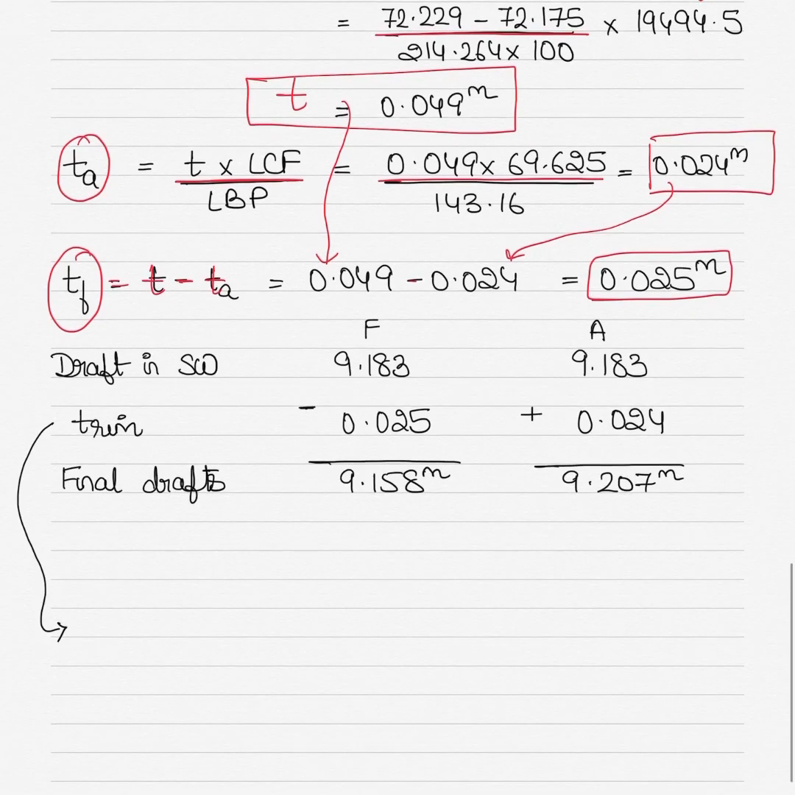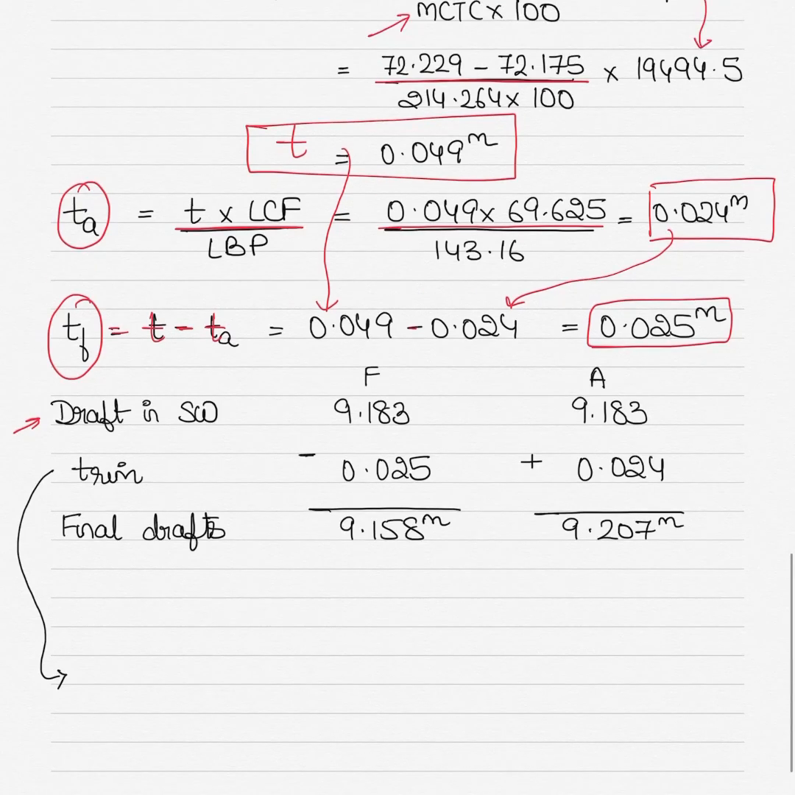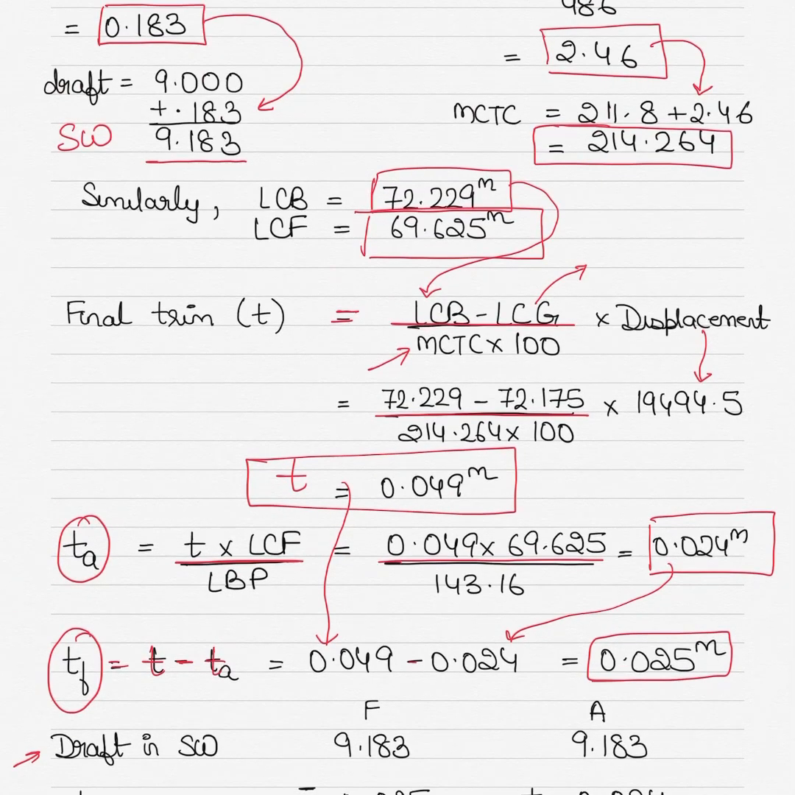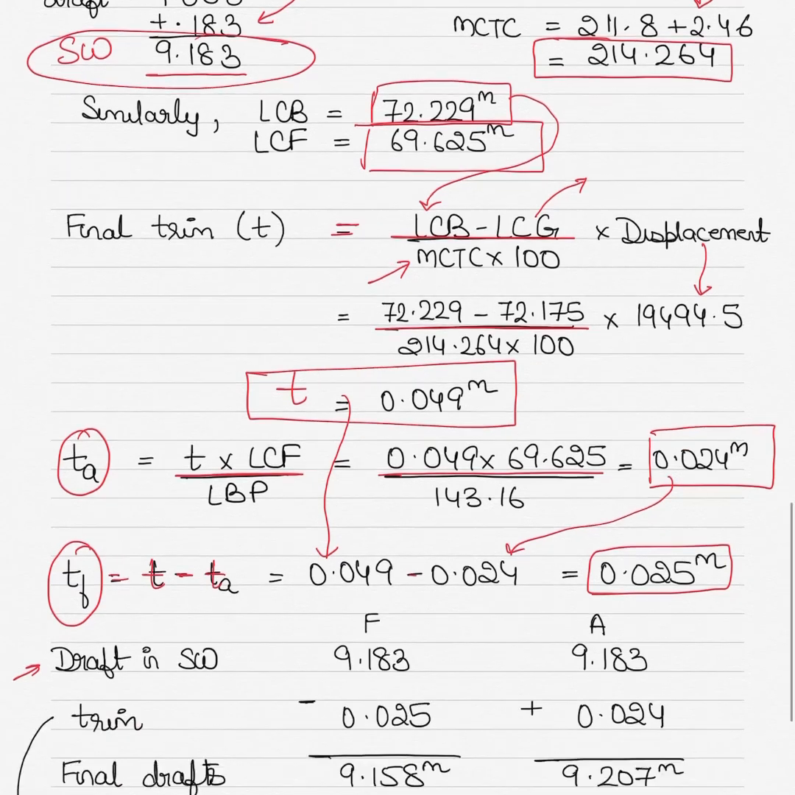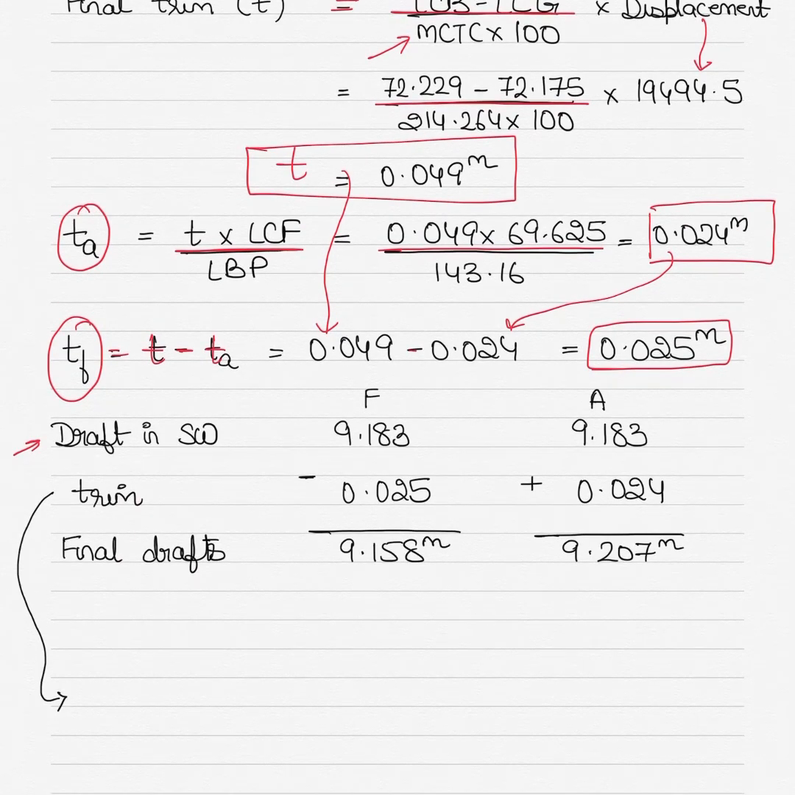Now your draft in seawater was 9.183, which was the hydrostatic draft. Remember, we calculated it here. 9.35 was the draft in dock water. 9.183 is the hydrostatic draft in seawater. So as the density increased, the draft decreased. That is the relation between density and draft. So to the hydrostatic draft 9.183 forward and aft, you will apply the change in the trim that happened. You will apply the forward correction here, TF and TA.